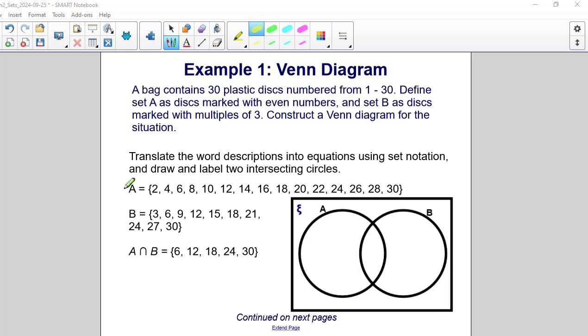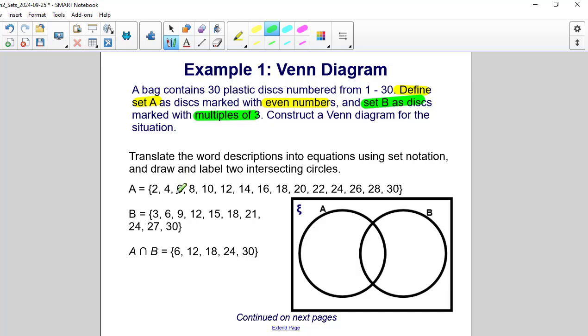So first of all, we have set A, which is all the even numbers as defined up here. Define set A as discs marked with even numbers. So here we have set A as 2, 4, 6, 8, and so on, all the way up to the number 30. We also define set B as discs marked as multiples of 3. So here we have set B, 3, 6, 9, and so on, all the way up to the number 30.